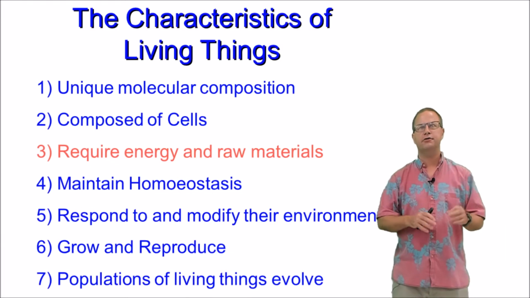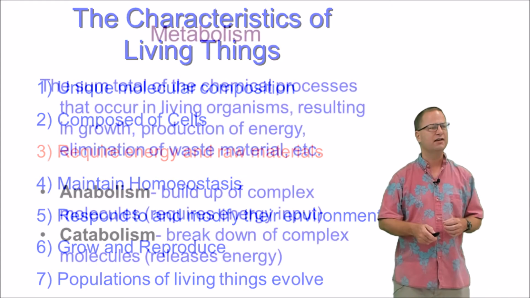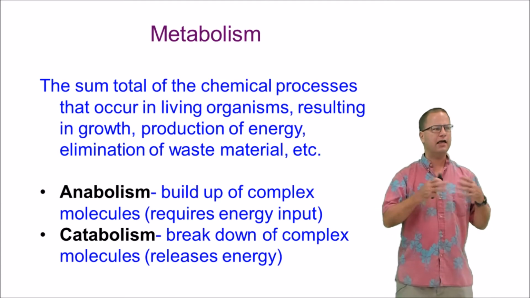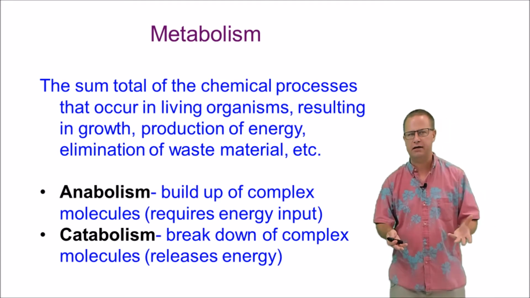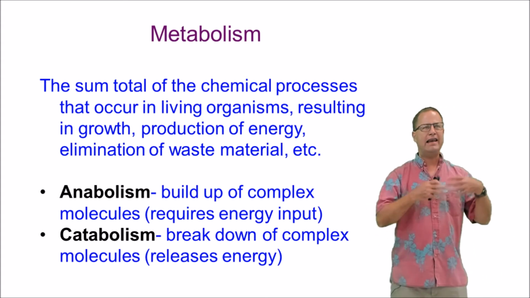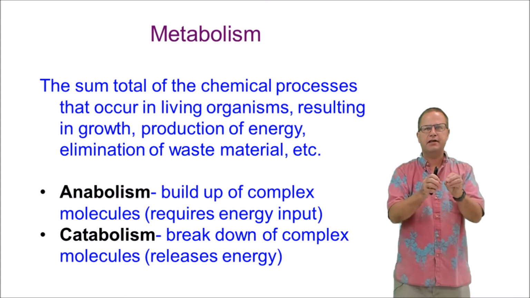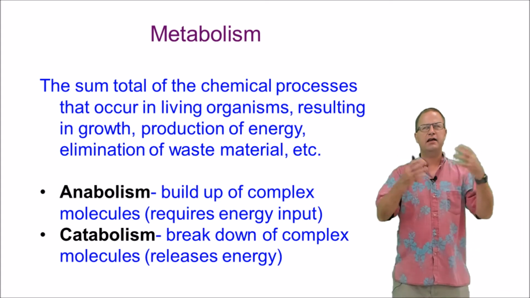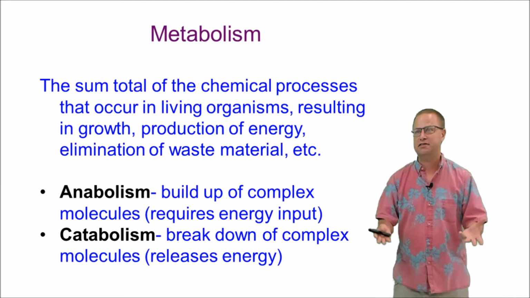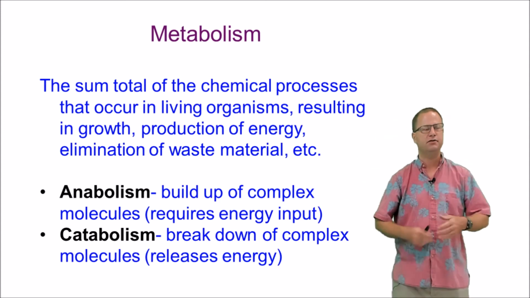Okay, our next characteristic of living organisms is that they require energy and raw materials. We call this metabolism. So metabolism is the sum total of chemical processes that occurs in a living being, which includes anabolism and catabolism. Now, anabolism is a building process where we take small molecules and link them together to make larger molecules. Think of what this word sounds like. Anabolism, anabolic. Anabolic steroids you would take in order to build muscle mass. So anabolism here means to build.